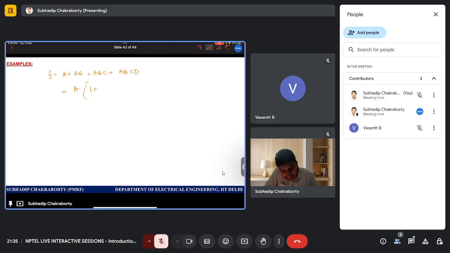this you can directly use, take A common, and then I told you anything ORed with 1 gives 1. So it gives us A. This is also one of the examples. Then let us take another example. The distribution theorem you must recall. So I told you if anything is common, you can write it and add it with the product of the left out terms. So please recall the distribution theorem.